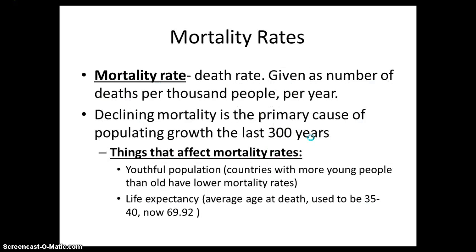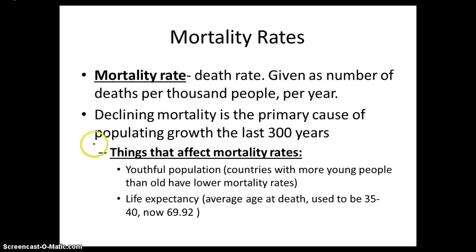The next thing among our demographics: we've got fertility, which is the birth rate. We also have mortality rates, and a mortality rate is simply the death rate. This is how quickly people are dying in an area. This is given as the number of deaths per 1,000 people per year.